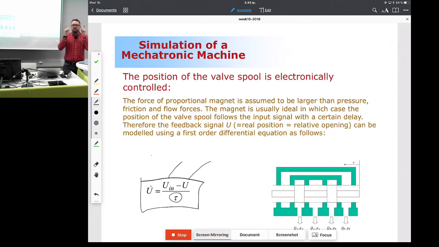But very, very important to understand that this equation describes spool position. Okay, clear? How it happens?